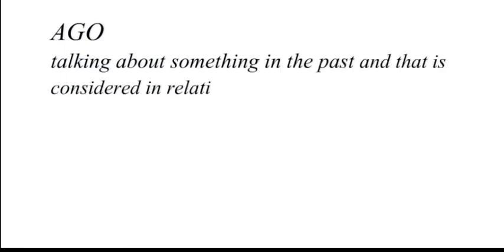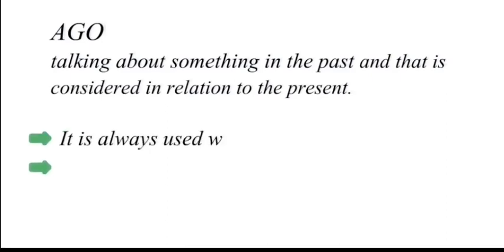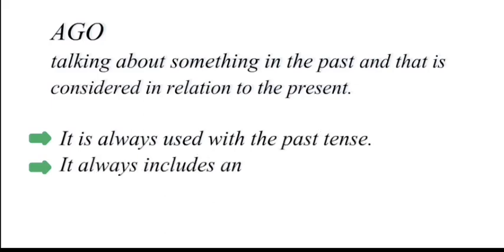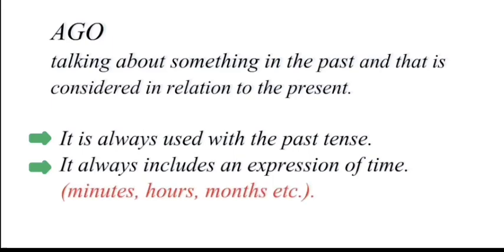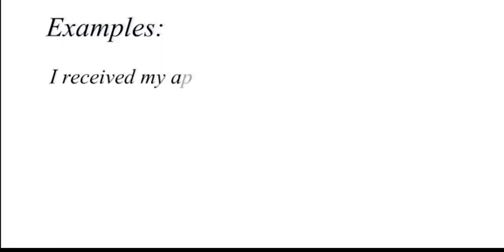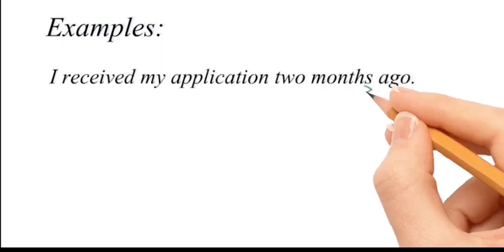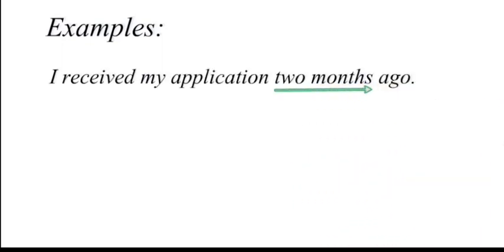Ago is used when talking about something in the past, and that is considered in relation to the present. So you need to learn two things about ago. One, it's always used with the past tense, and second, it always includes an expression of time, like minutes, hours, months, and so on. So when you say I received my application 2 months ago, it would mean that it's been 2 months since you received your application.